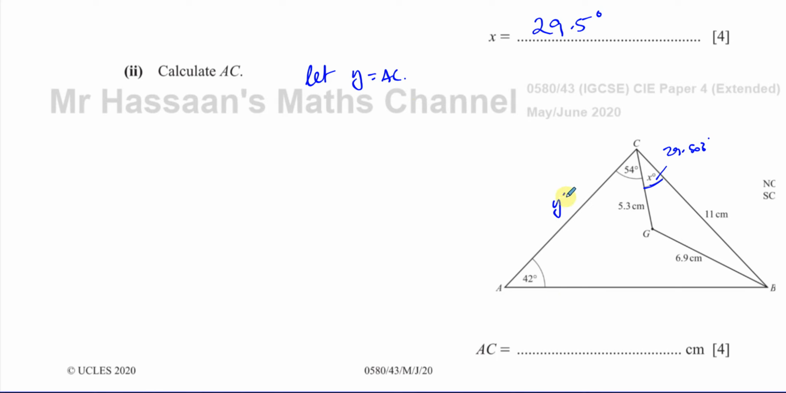Now, I want to find this side. I can think about this big triangle, ABC. That's the big triangle here.